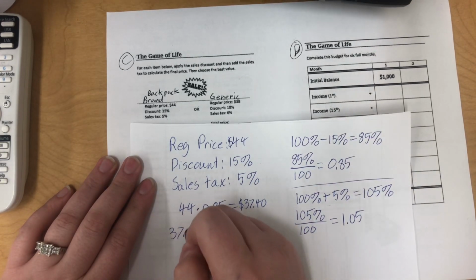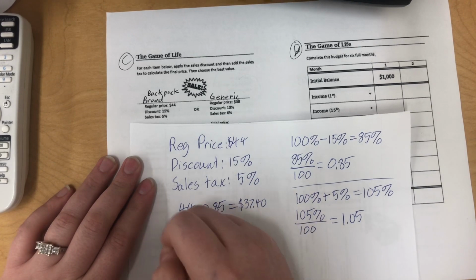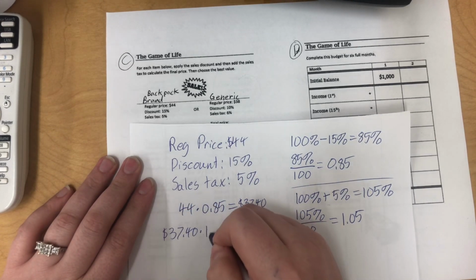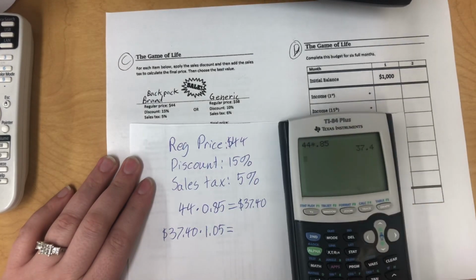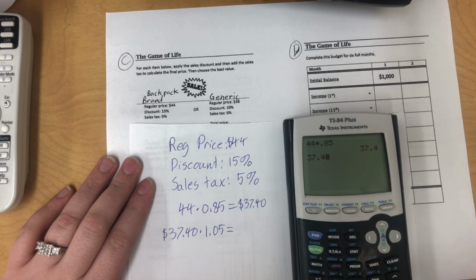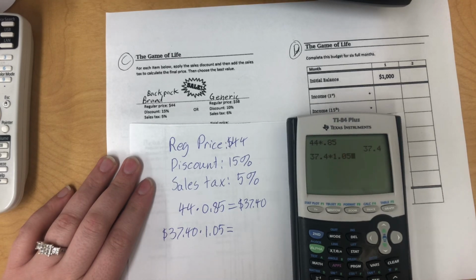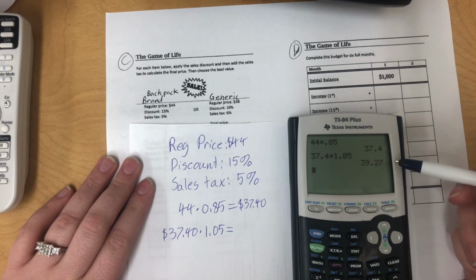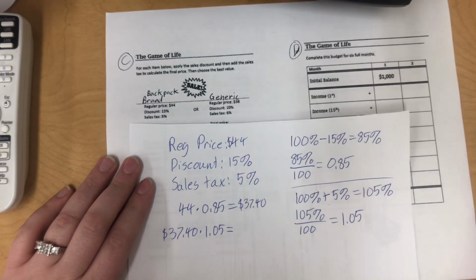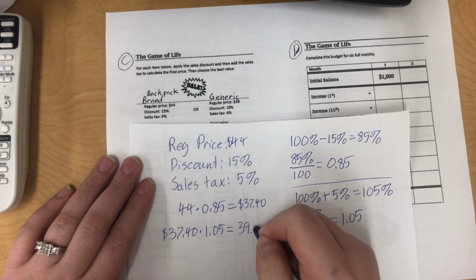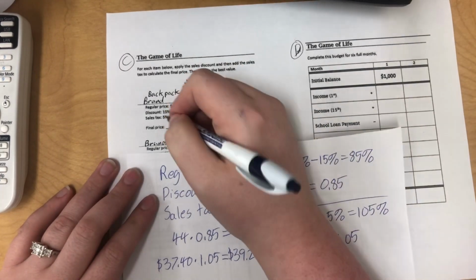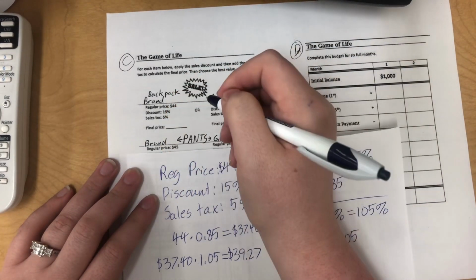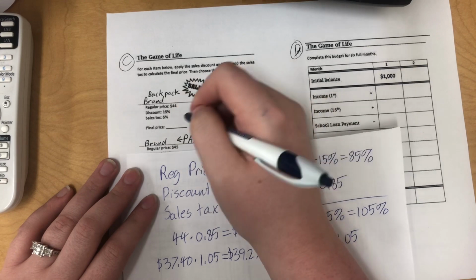So I'm going to do $37.40 times 1.05. Get my calculator. 37.4 times 1.05 means that my final price after taxes is $39.27. And that's in dollars. So this is how much I would have to pay for the brand name backpack after the discount and sales tax.